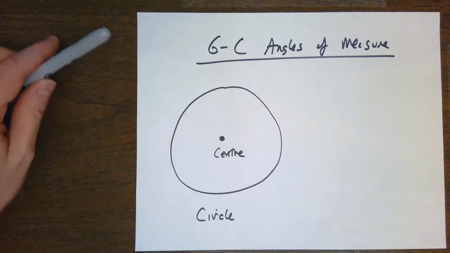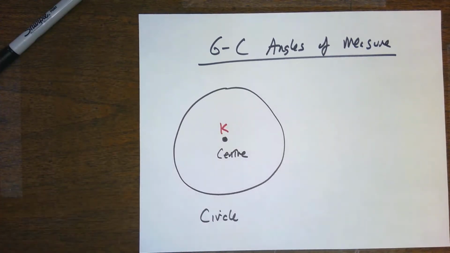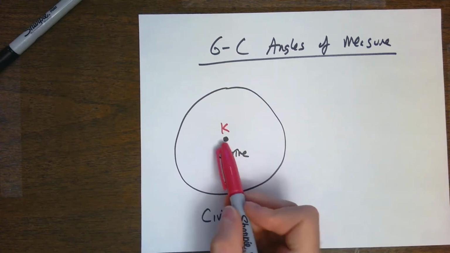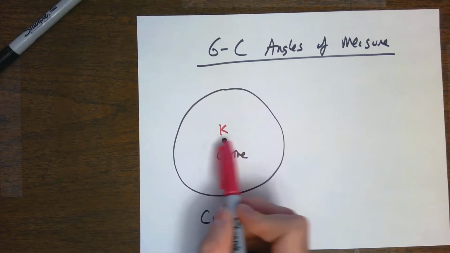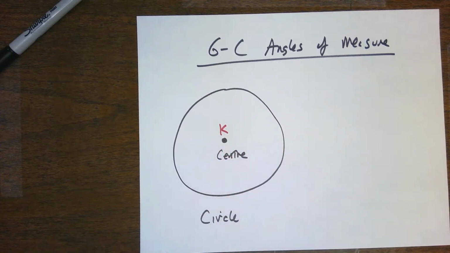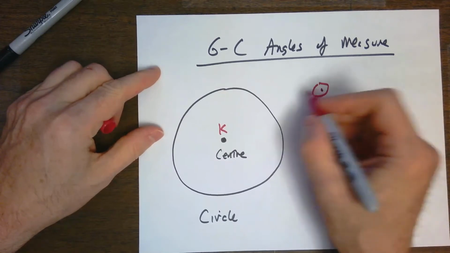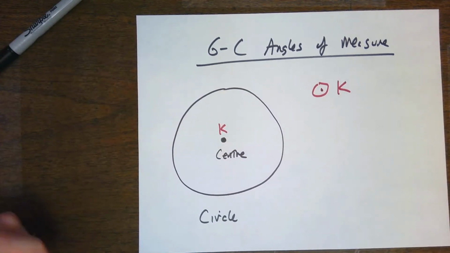And if we name the center, call this point K. Now, a point, remember, has no dimensions, no length, no width, no breadth, no height, no depth, no nothing. Then we can name the circle, and we use the symbol to represent a circle, and we call it circle K. Okay? Okay. Thank you for those of you that are laughing right now.